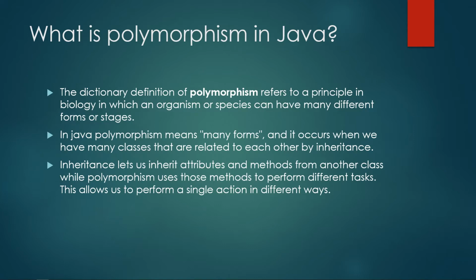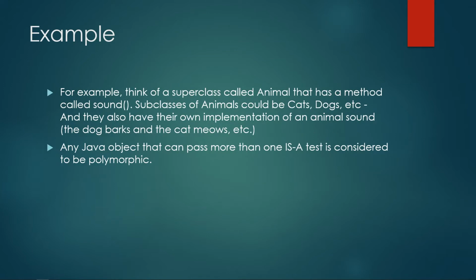So let's look at a quick example. For example, think of a superclass called animal that has a method called sound. Subclasses of animals could be cats, dogs, etc. And they also have their own implementation of an animal sound, such as dogs bark and the cat meows.